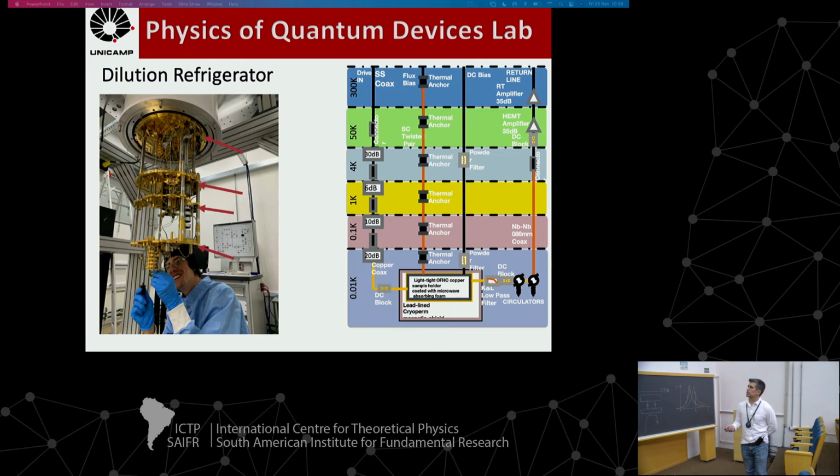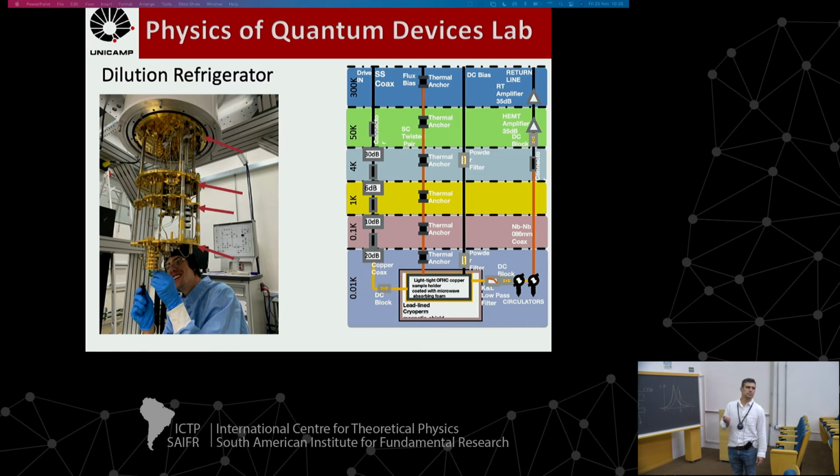Coming back a little bit, that sample stays in a dilution fridge like that one here. So you put your sample in some place like here, okay? And then you have all the stages connecting, all the cables that control your qubit outside, bringing lines to your sample here. When you have 1, 2 qubits, you have a small number of lines here.